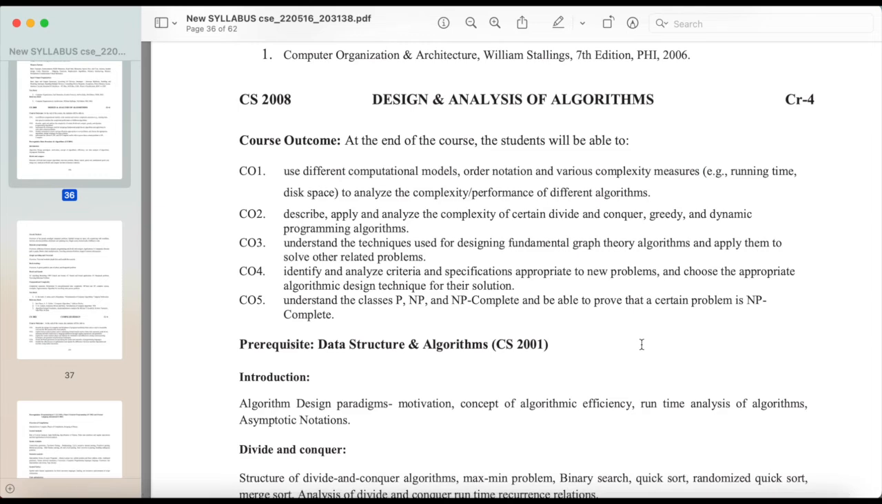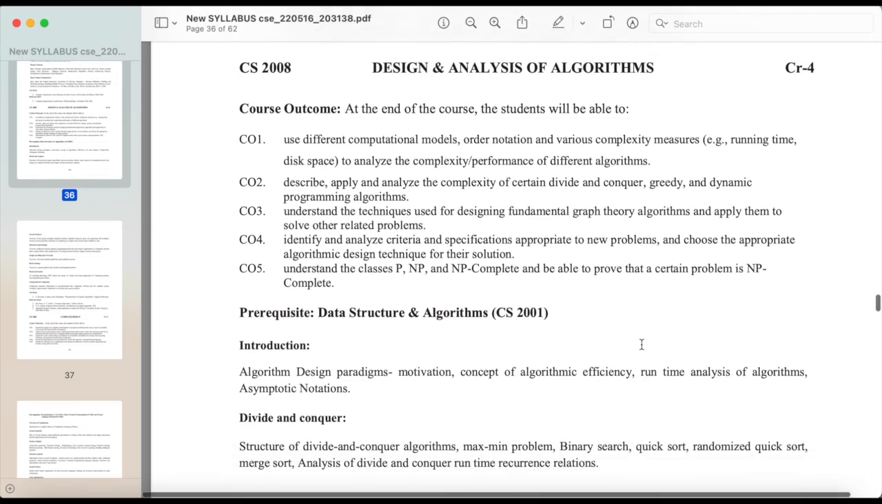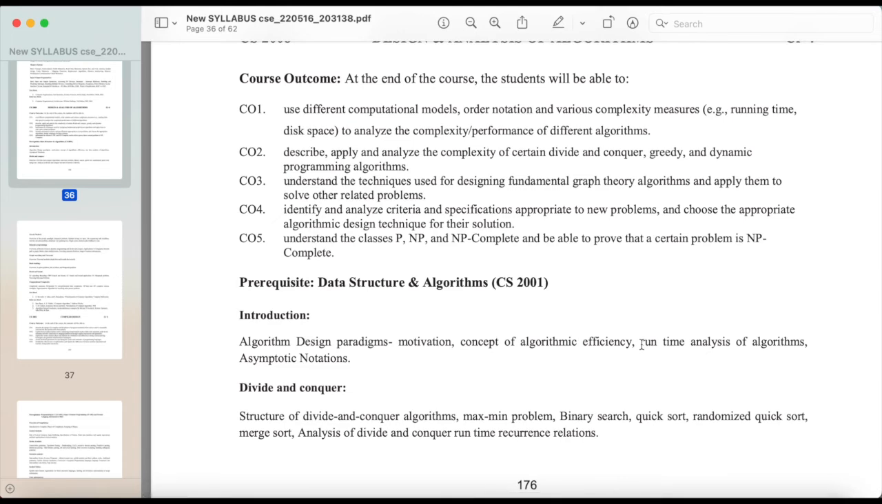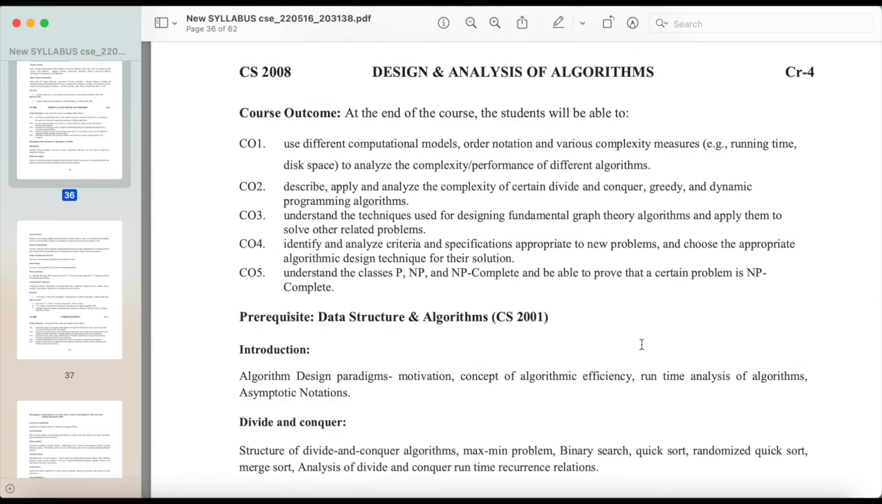CS 2008 Design and Analysis of Algorithms, credits 4, course outcomes. At the end of the course, the students will be able to: CO1. Use different computational models, order notation, and various complexity measures, e.g., running time, disk space, to analyze the complexity and performance of different algorithms. CO2. Describe, apply and analyze the complexity of certain divide and conquer, greedy, and dynamic programming algorithms. CO3. Understand the techniques used for designing fundamental graph theory algorithms, and apply them to solve other related problems.